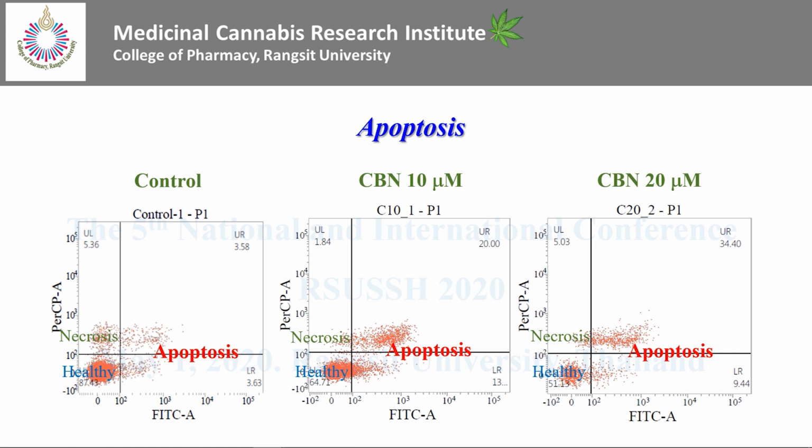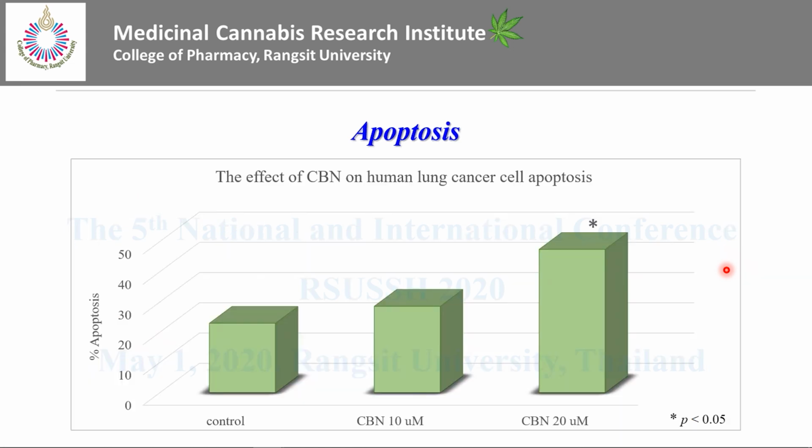Apoptosis assays by flow cytometry using the annexin V staining method were used to count the number of cells that had undergone apoptosis. Vehicle-treated lung cancer cells show a number of apoptotic cells, about 7% of total cells. CBN-treated cells at 10 micromolar and 20 micromolar show a higher number of apoptotic cells compared to vehicle-treated cells. The study showed that at 20 micromolar CBN, the number of apoptotic lung cancer cells was significantly increased.